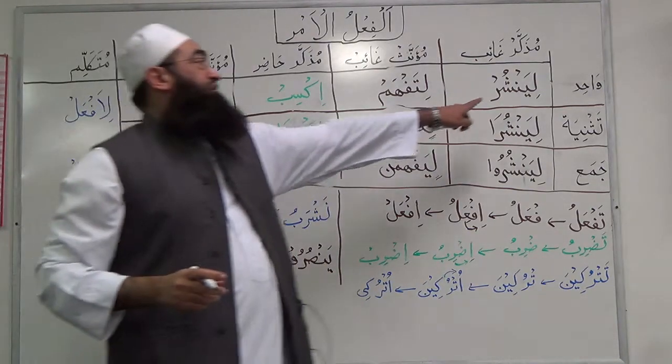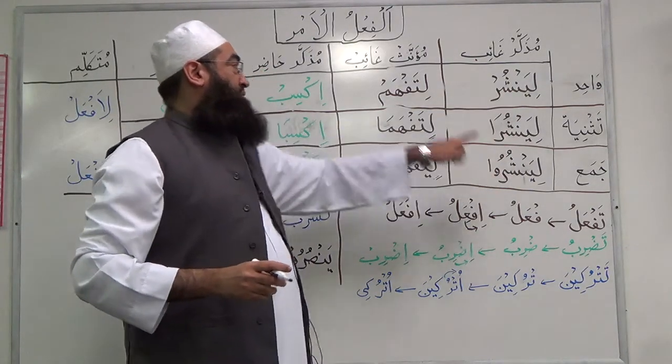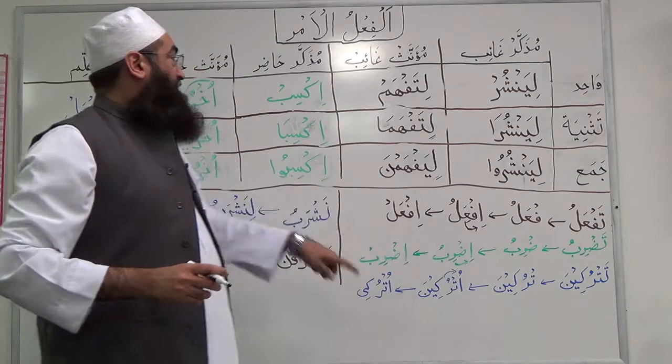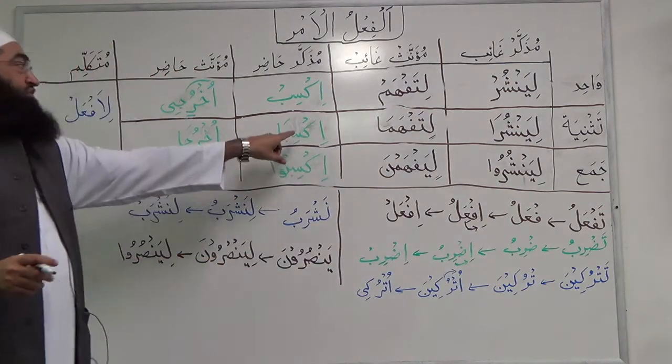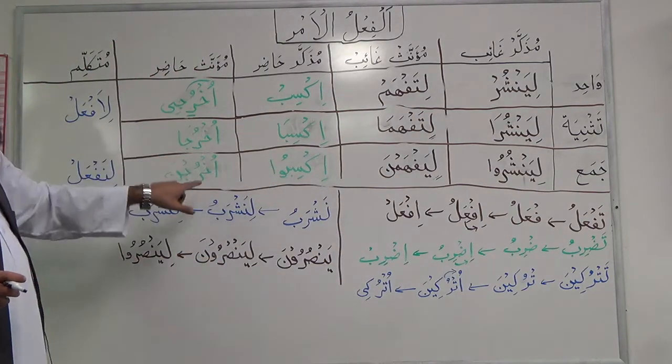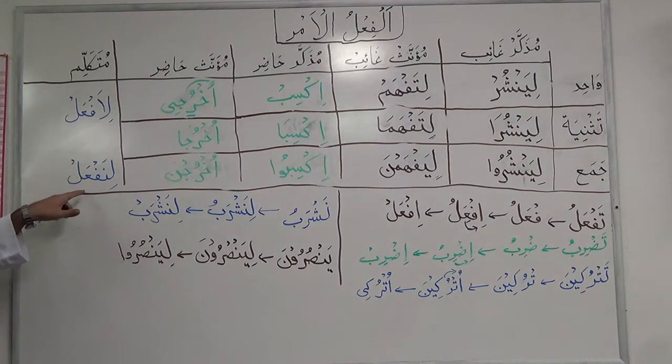Alright, so it would be like this. Li yafham, li yafhama, li yafhamu, li tafham, li tafhama, li yafhamna, ifham, ifhama, ifhamu, ifhami, ifhama, ifhamna, li afham, li nafham. This would be the whole conjugation.